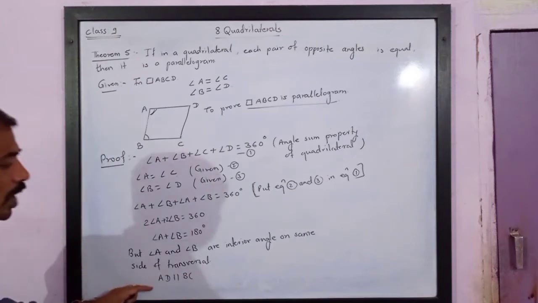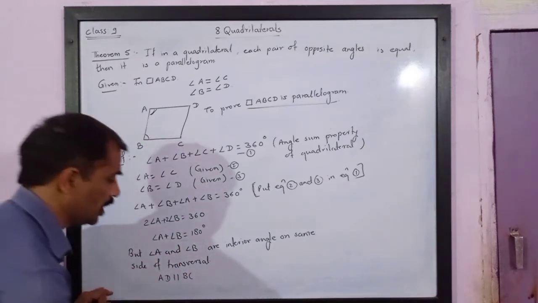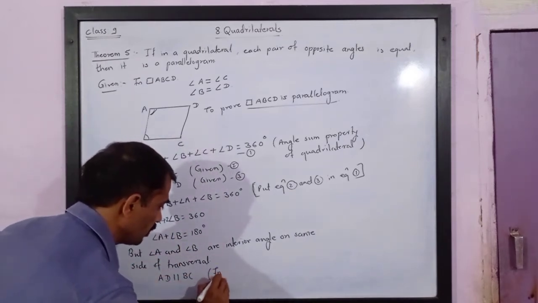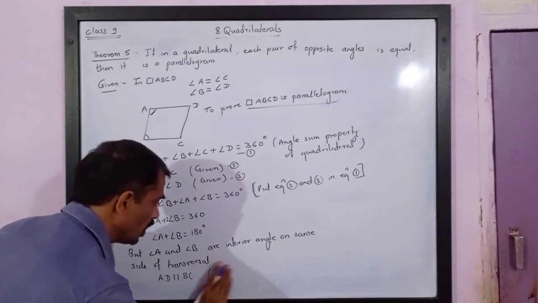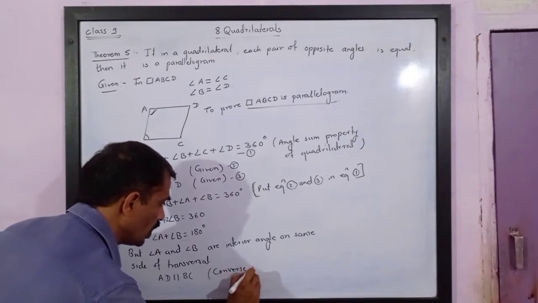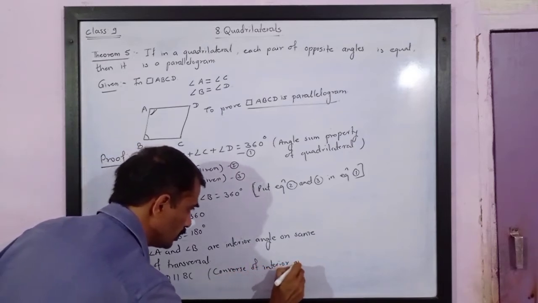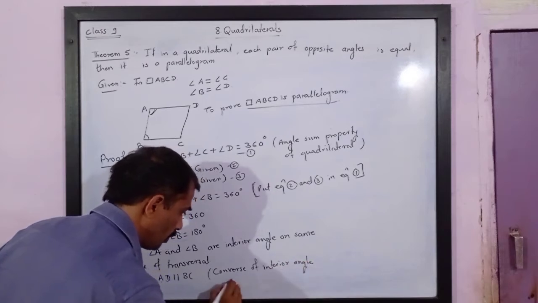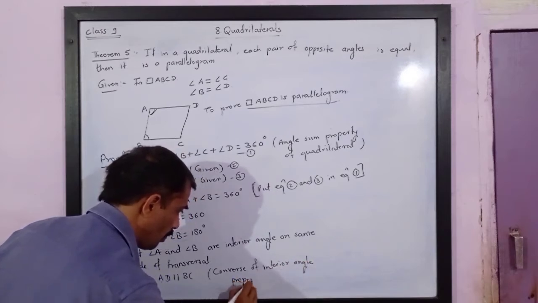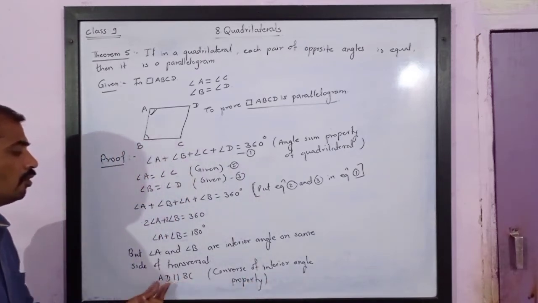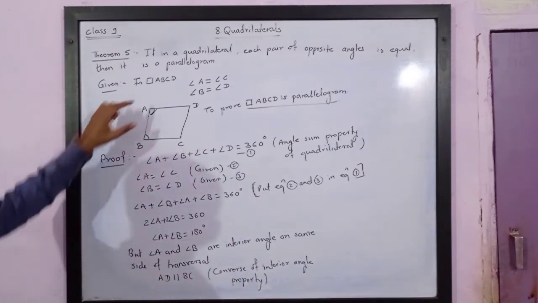Here, please note, we are using the converse of the interior angle property. We have got AD parallel to BC.